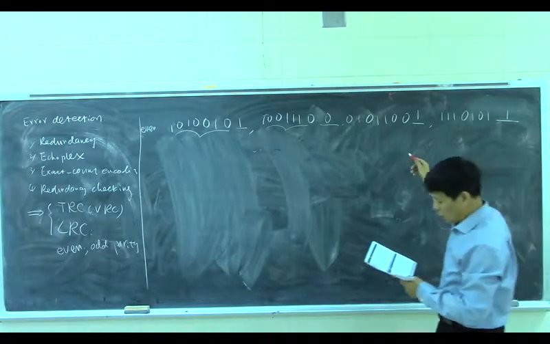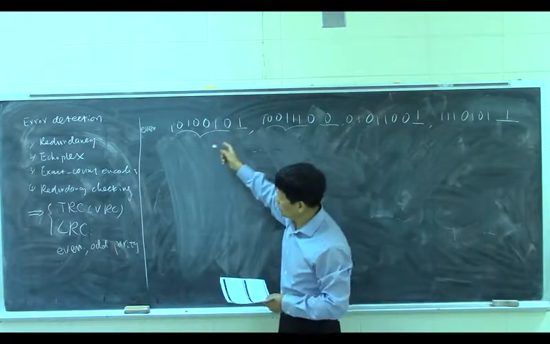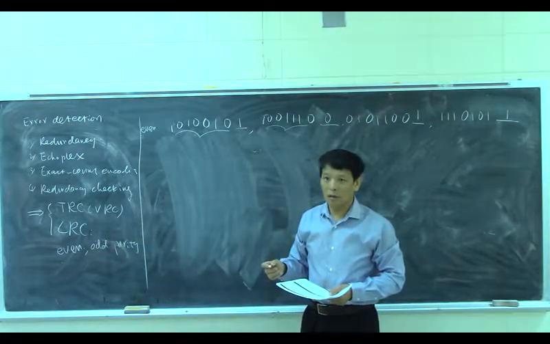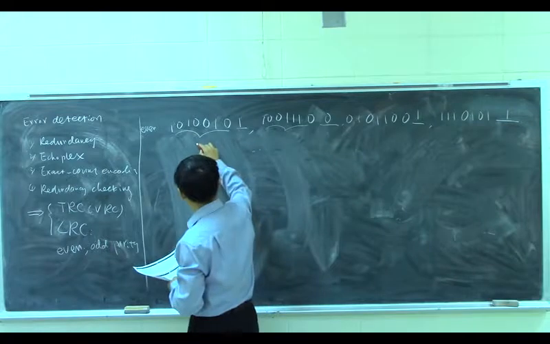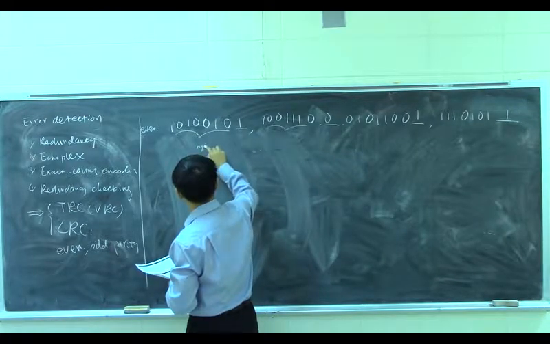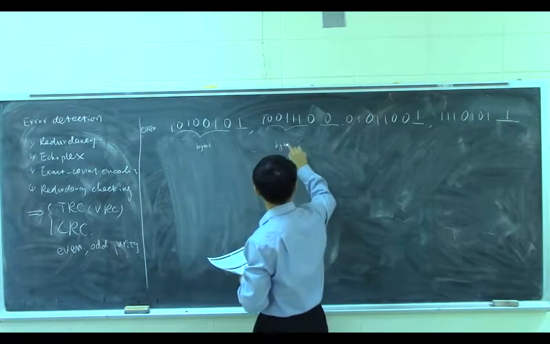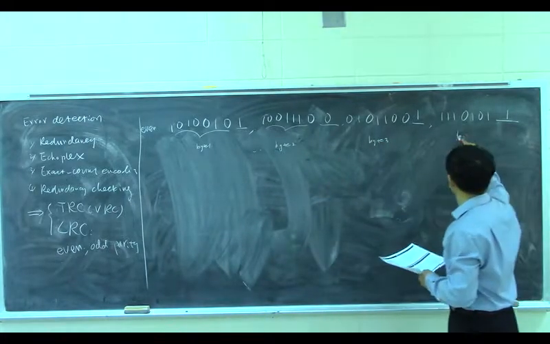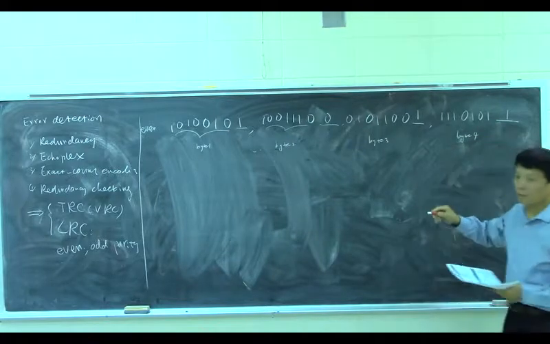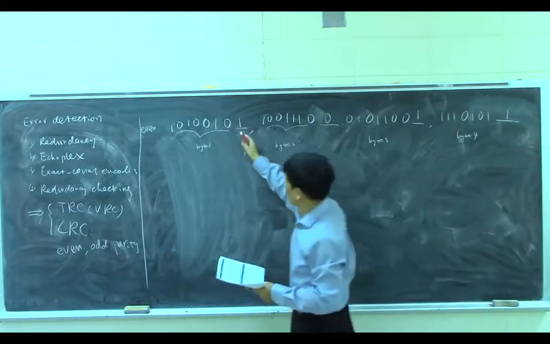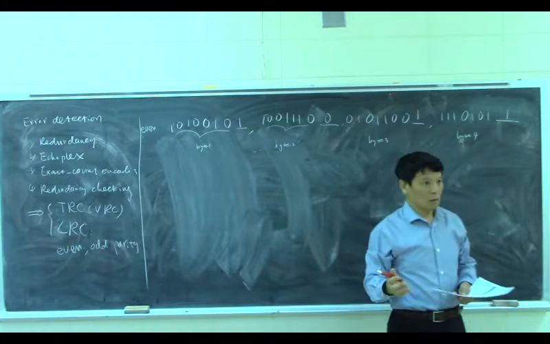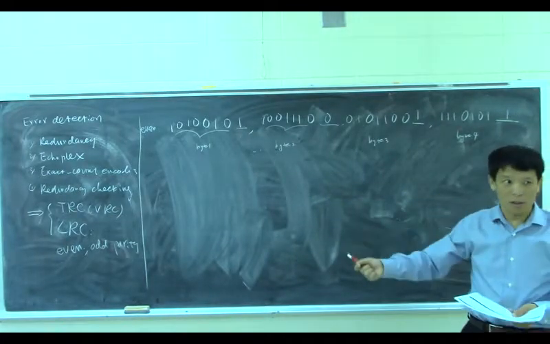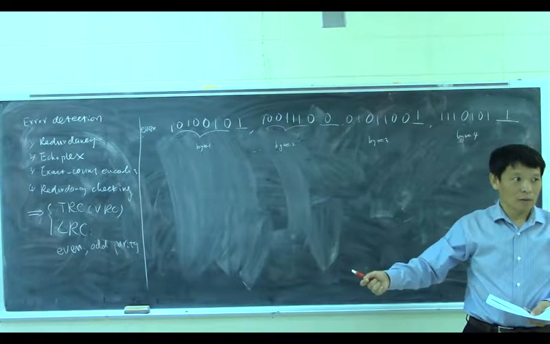Right. This is called what redundancy? Is this called the TRC or the LRC? We transmit the first byte, and this is byte 2, this is byte 3, and this is byte 4. For each byte, we need to add a parity digit. What kind of redundancy checking is this? The first one or the second one? First. This one is the first one.